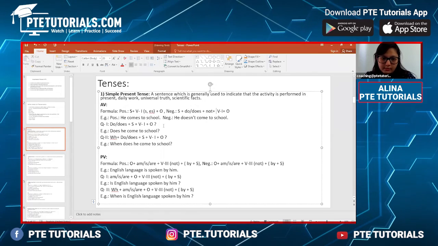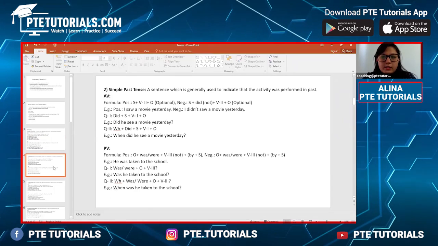So if I want to remember the question 1 format, it is am/is/are plus object plus verb 3. Now if I want to remember the question 2 format, it's simply like placing WH before question 1. So my question 2 will be WH, then from question 1, am/is/are plus object plus verb 3. Like this. So, when is English language spoken by him? I'll be telling the reason. So in active voice of simple present tense: subject, verb 1 plus object. Passive voice: object plus am/is/are plus verb 3. And this is simply done for the simple present tense.